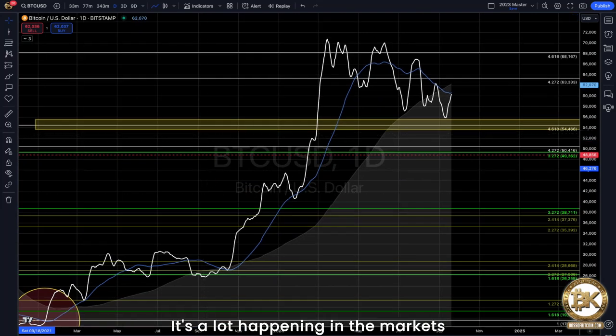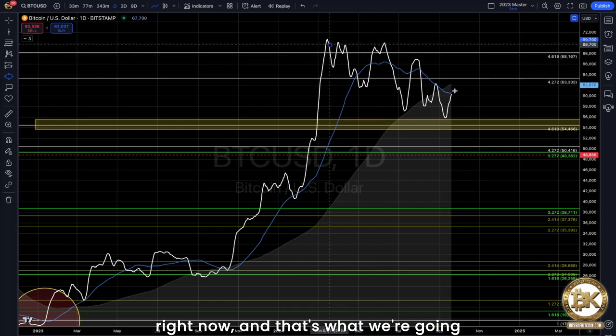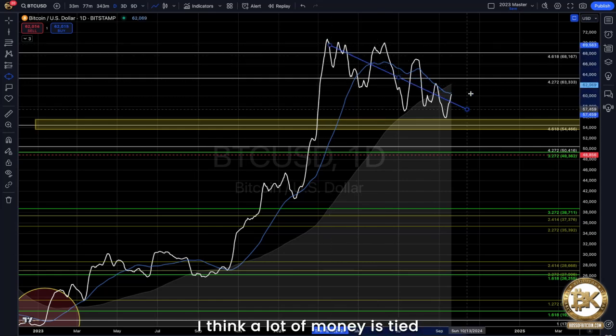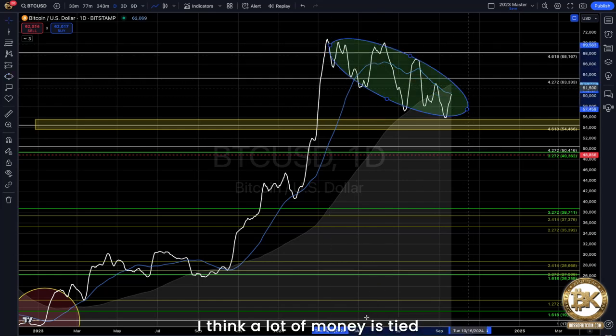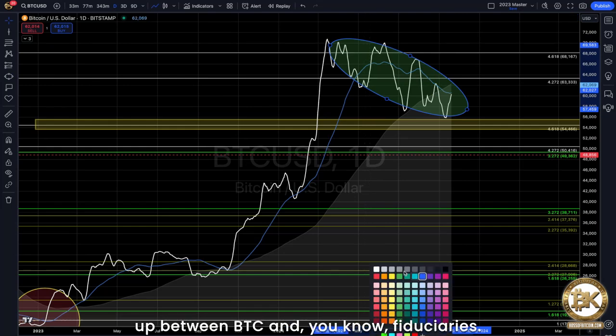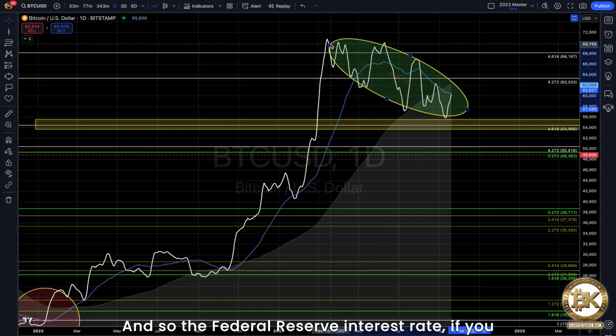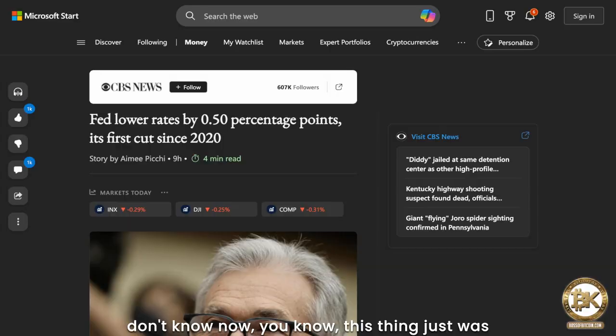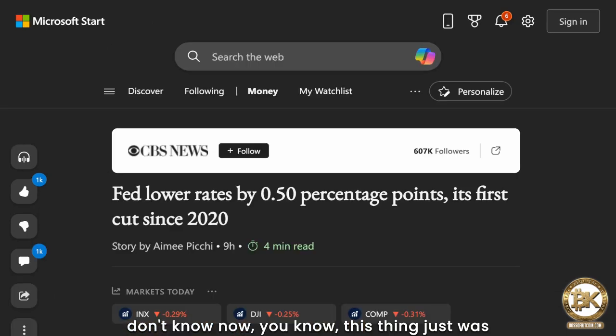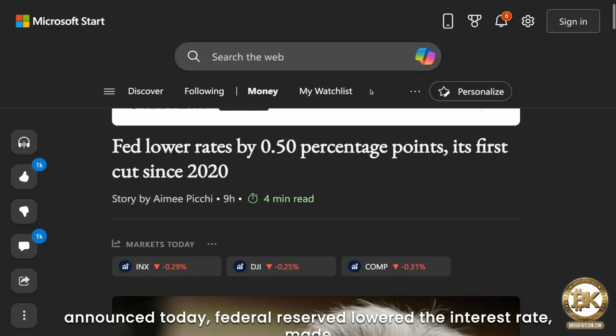There's a lot happening in the markets right now, and that's what we're going to talk about with the Federal Reserve. I think a lot of money is tied up between BTC and fiduciaries. And so the Federal Reserve interest rate, if you don't know, now you know. This was just announced today.